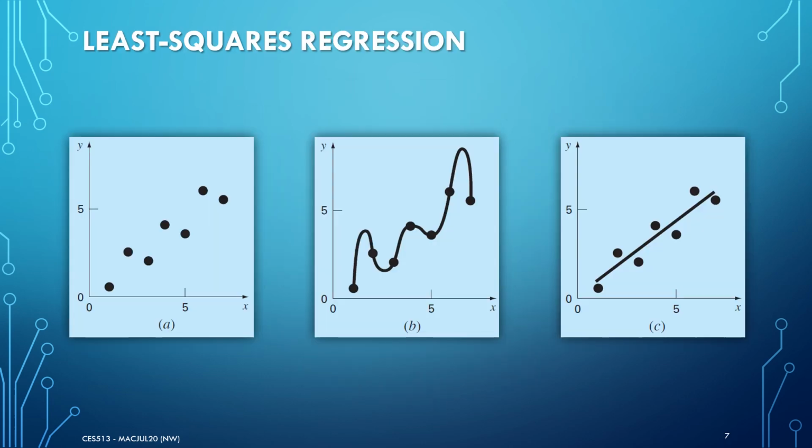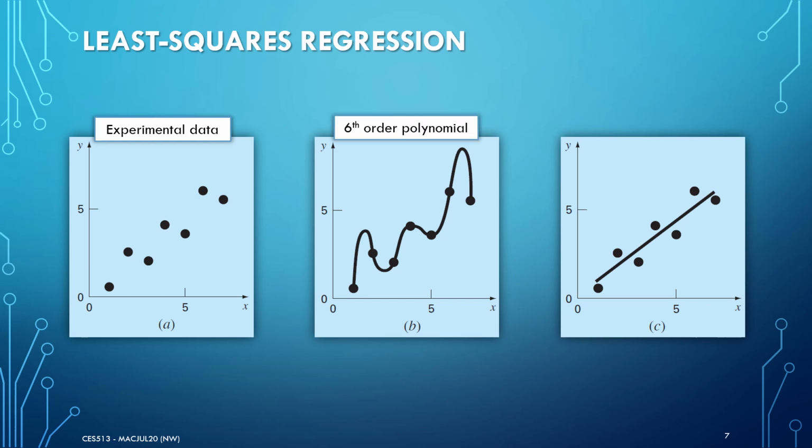Now, we look at the example of least squares regression. The figure shows 7 experimentally derived data points exhibiting significant variability. Visual inspection of this data suggests a positive relationship between x and y. If a sixth-order interpolating polynomial is fitted to this data, it will pass exactly through all the points. But because of the variability, the curve oscillates widely in the interval between the points.